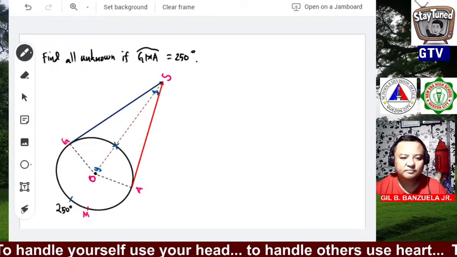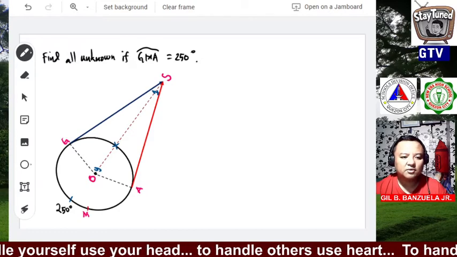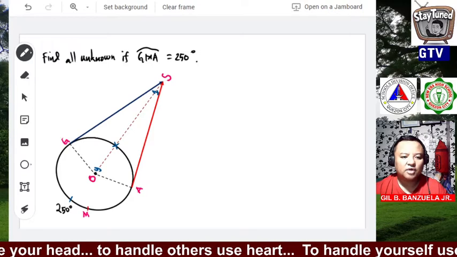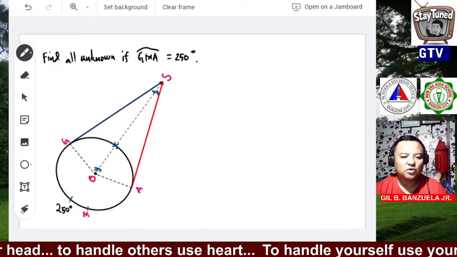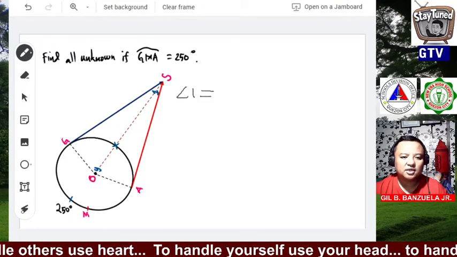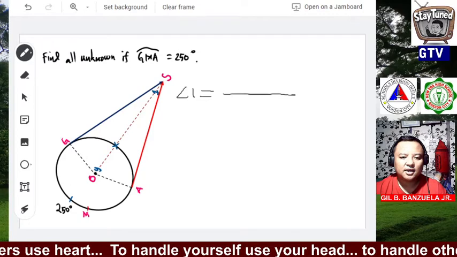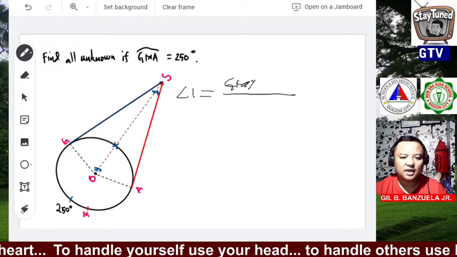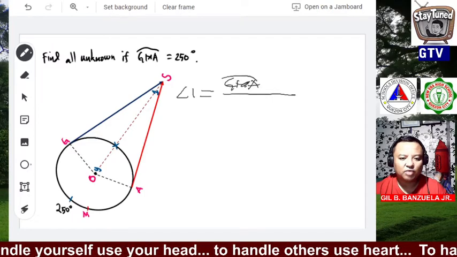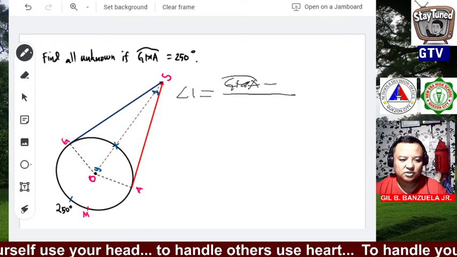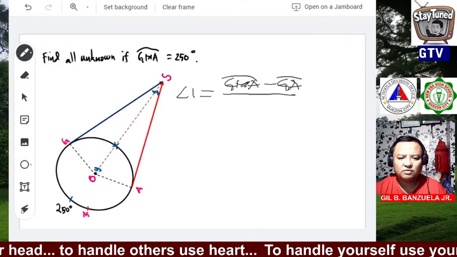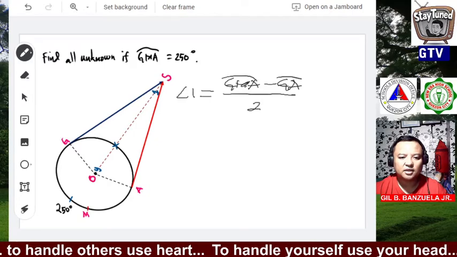Ayan, no? Alright. So dito guys, binigay yung measure ng arc GMA that is 250 degrees and yung arc GA is missing. So kailangan natin yan to solve for angle 1 or the angle outside the circle. Kailangan natin, alam natin yung measure ng malaking arc na na-intercept ng angle 1 natin, yung angle form, and i-minus natin siya sa mas maliit na arc na na-intercept, no? Which is GA. And i-divide daw natin yan sa 2.